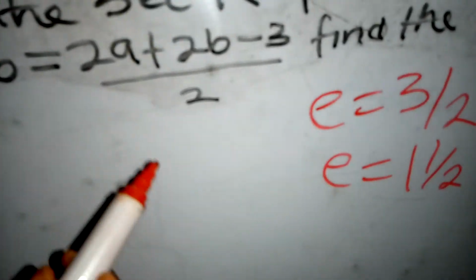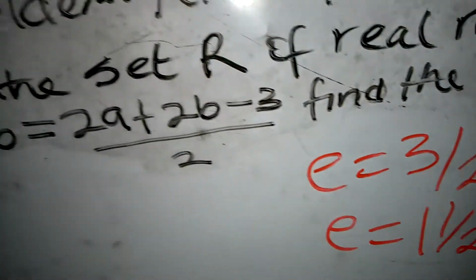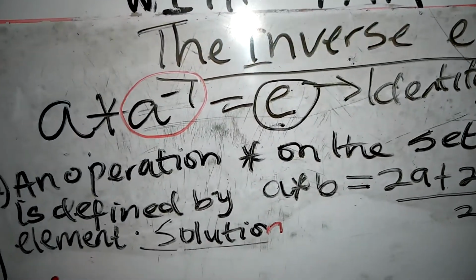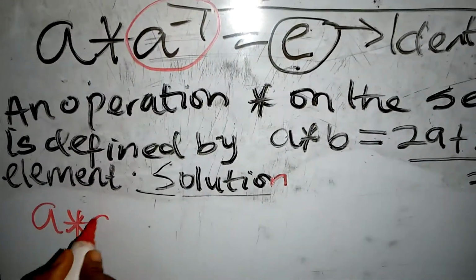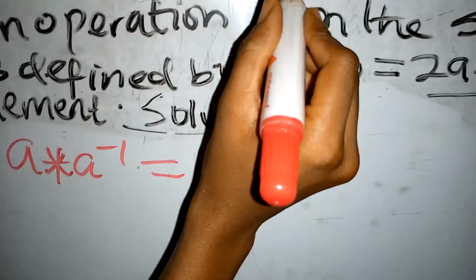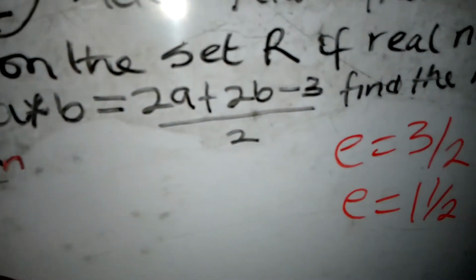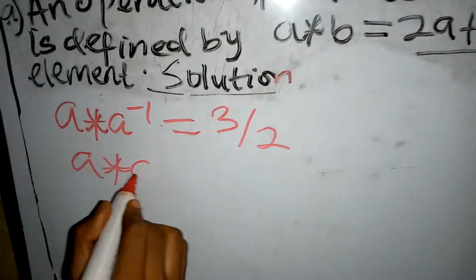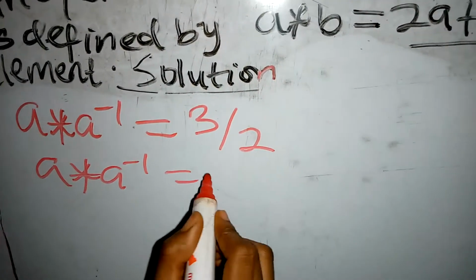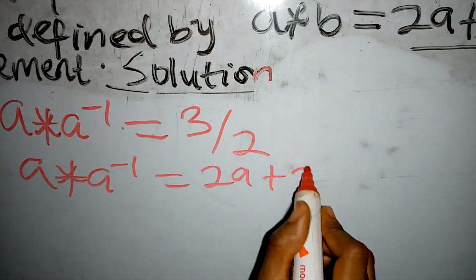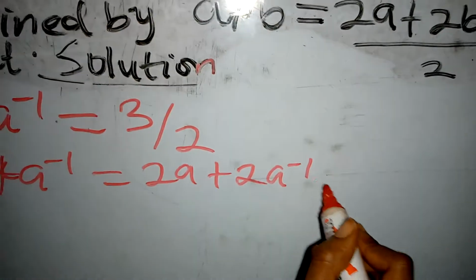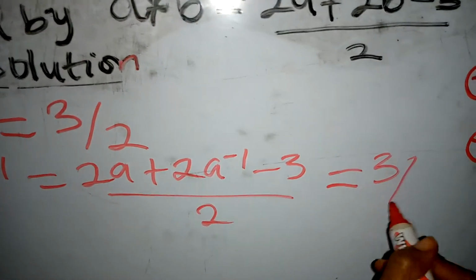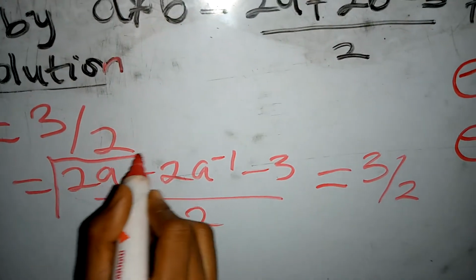So after we've gotten the identity element, we now move to the inverse element. To get the inverse element, we say A star A inverse equals the identity element. We got it as 3 over 2. So A star A inverse, using this operation, is equal to 2A plus 2A inverse minus 3 over 2, all equals 3 over 2.